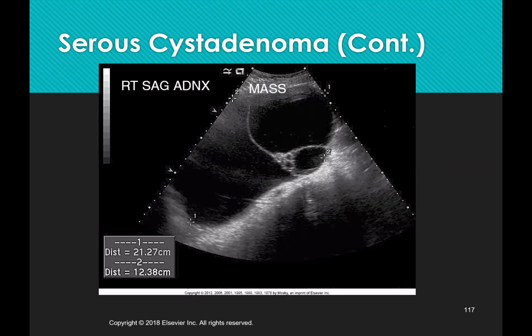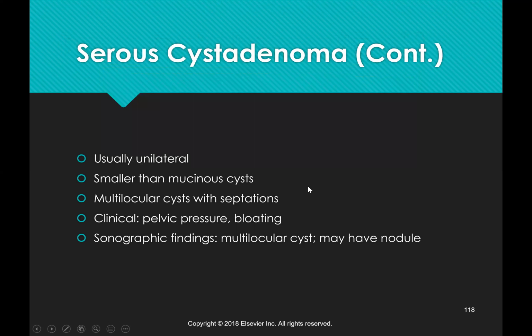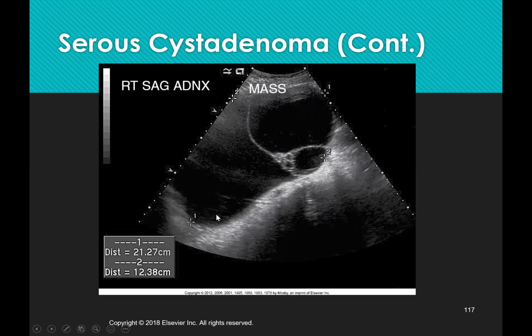When it's a cystadenocarcinoma and it's not benign, it's going to be more of a very large mass. Look, it's 21.27 centimeters long. It's huge, but thin-walled, and the fluid is going to be more anechoic. So the serous cystadenoma is usually unilateral. It's smaller than the mucinous cyst. It can have multilocular cysts with septations, which when I say multilocular cysts, I mean these little cysts.